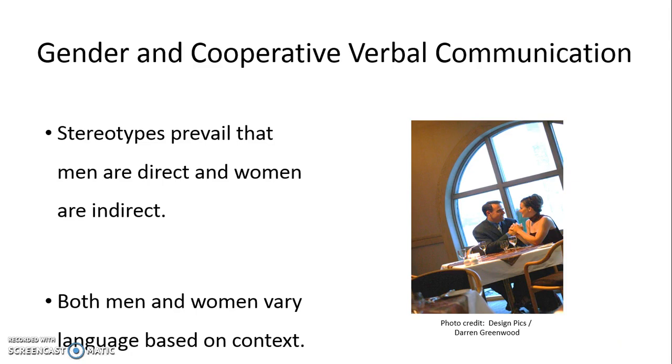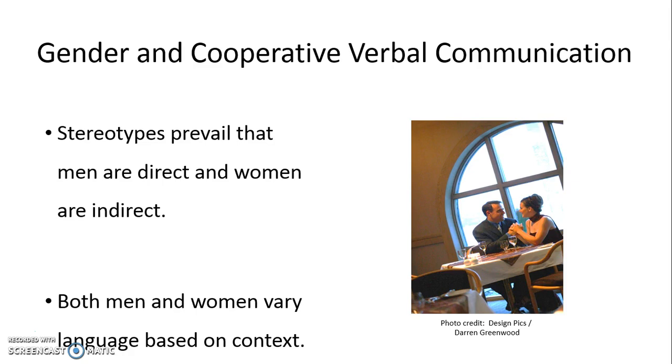When we think about verbal communication, we also need to think about gender stereotypes as well. Stereotypes prevail that men are more direct and women are more indirect. Now, this is often the case because boys are usually taught that to be manly, you need to say what you mean, whereas women, as girls, are taught it's unladylike to just be direct. And it kind of feeds a negative cycle, right? That, oh, well, this is the way men and women are, and that's actually the way we've been taught. Keep in mind that both men and women can vary their language based on the context.